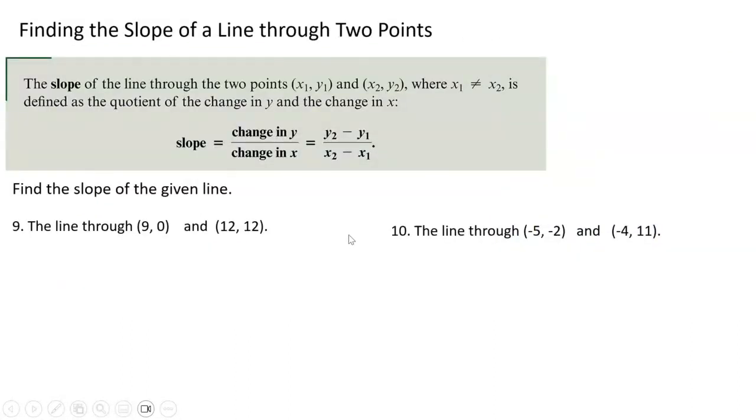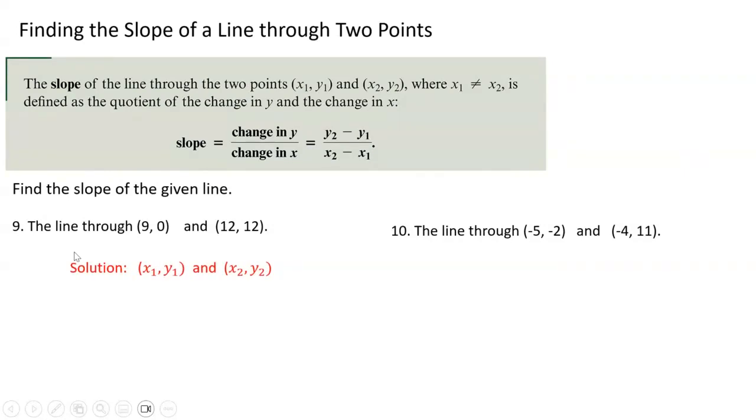Now, finding the slope of a line through 2 points. The slope of a line through 2 points, x1, y1 and x2, y2, where x1 cannot equal x2, because if it does, then it's undefined, is defined as the quotient of the change in y and the change in x. So this is the formula for the slope m.